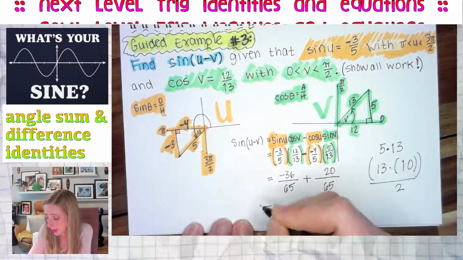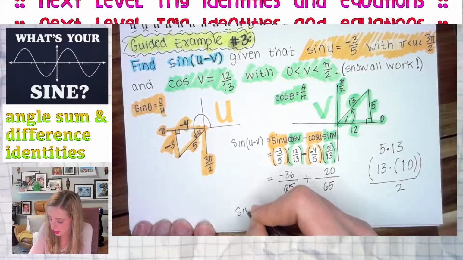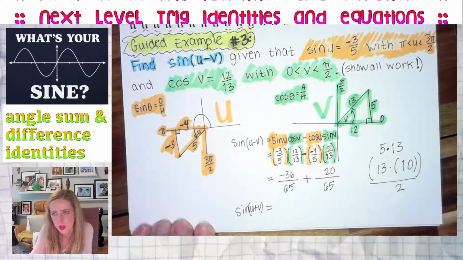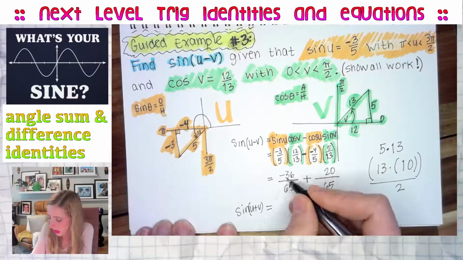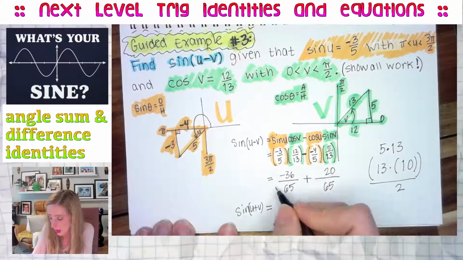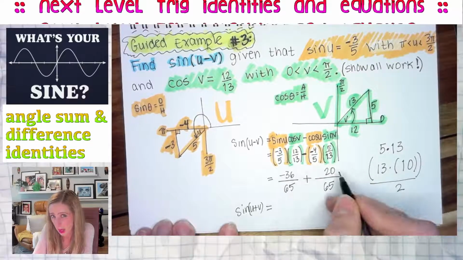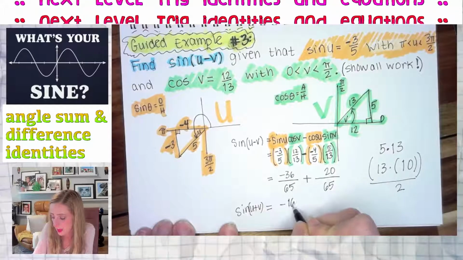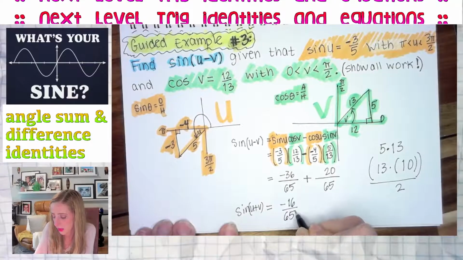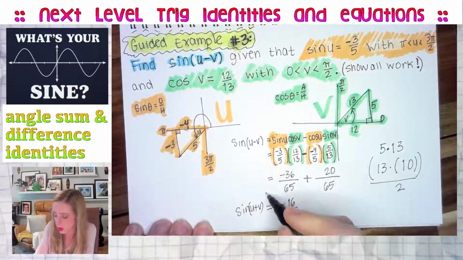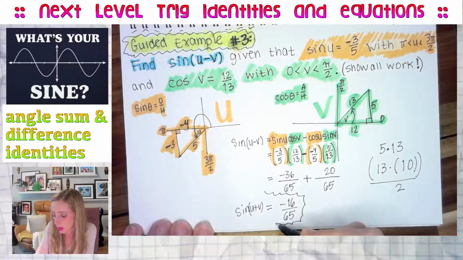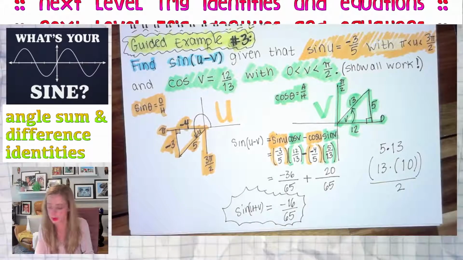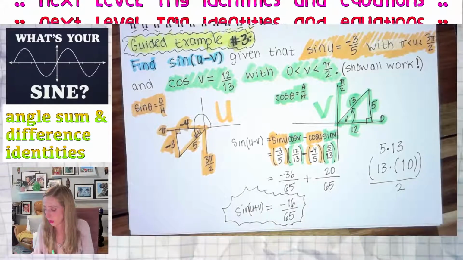Now, last step. I'm going to bring it all together. Sine of (u plus v), but the u plus v better be in parentheses. The sine of (u plus v) equals -36 plus 20. So I have more negative than positive when I'm combining these, so my answer should be negative 16 over 65. Now is when I would check if I could reduce. Doesn't look like I can though, so we are done. And that's the end of guided example 3.